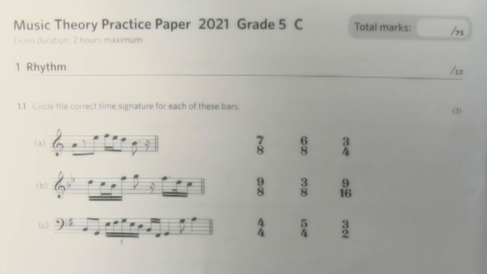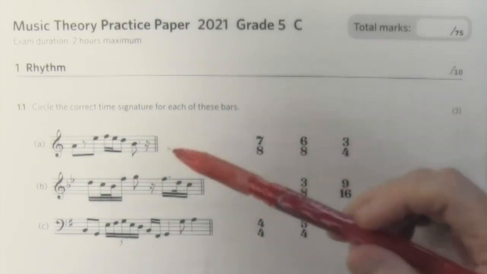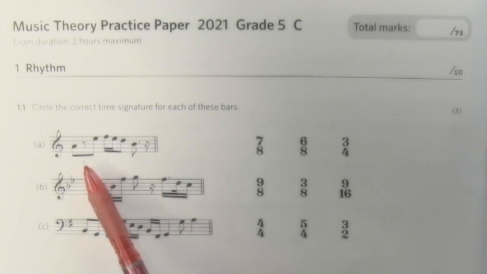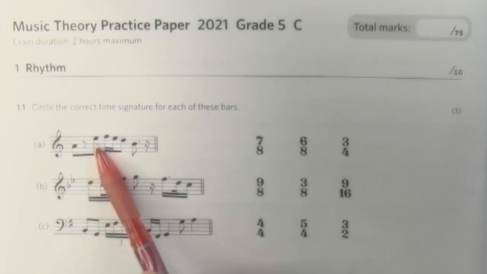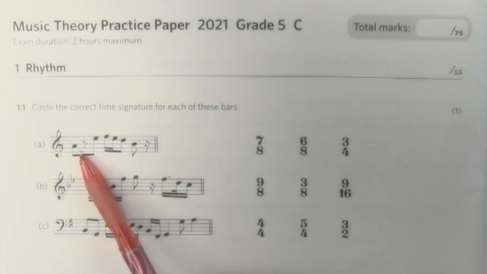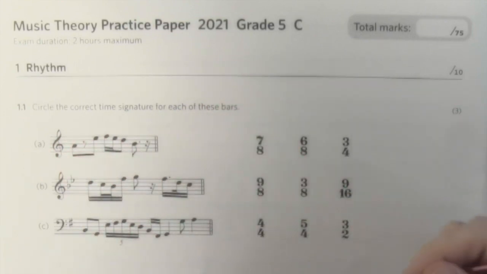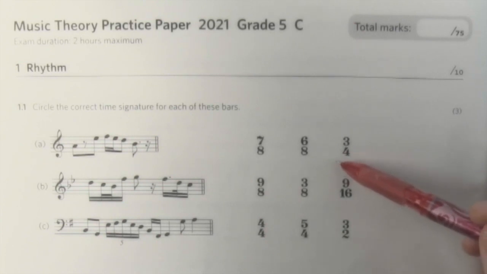As ever, the first section relates to rhythm, and we have 5 questions. The first one asks us to circle the right time signature for the given bars. As ever, look from above and see what you can notice, what really catches your eyes. In this case, I see mostly quavers. Look at this. We have 3 notes together, 3 quavers together. It means that we have 3 beats, which means that it is a compound time. So I can already exclude 3/4.